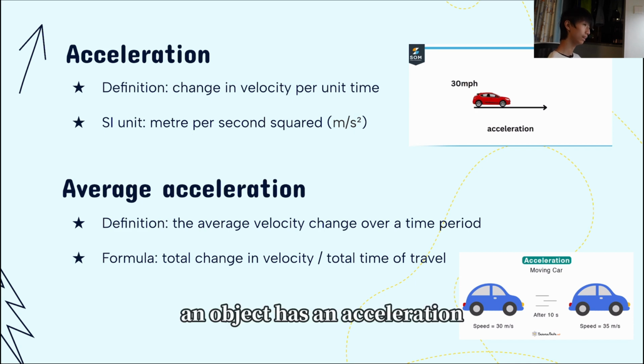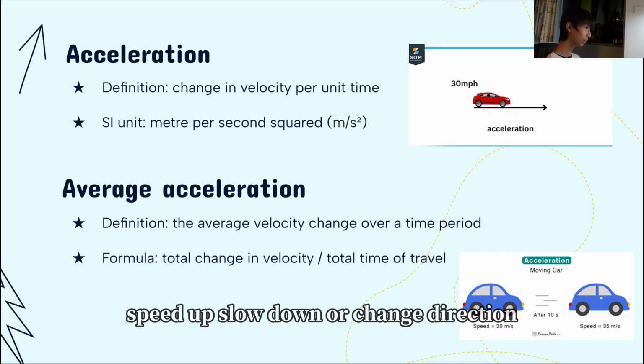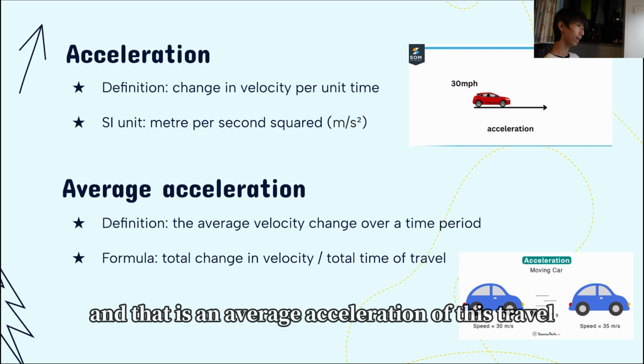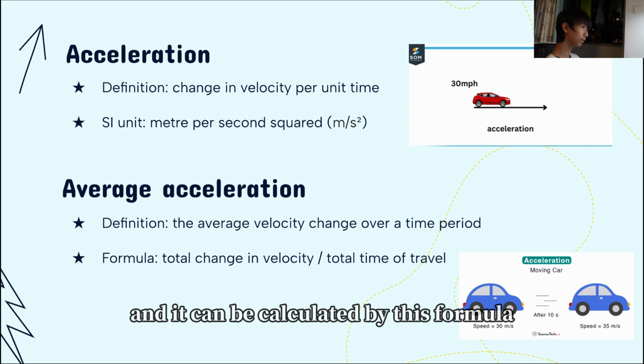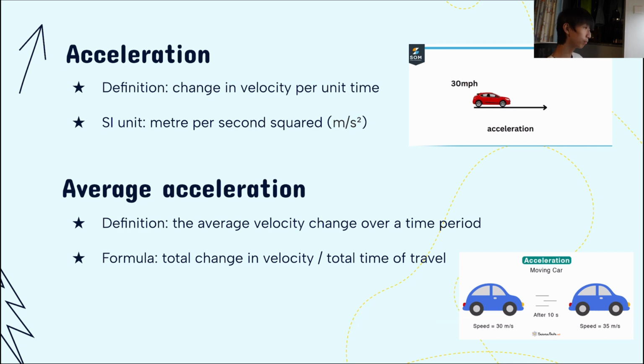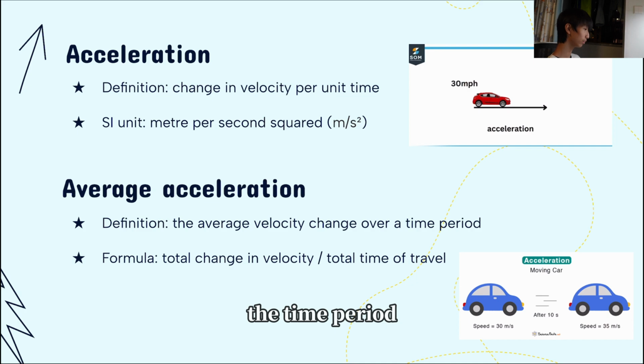An object has an acceleration whenever its velocity changes, and there are three situations: speed up, slow down, or change direction. And when an object's velocity changes over a time period, there is an average acceleration of this travel, and it can be calculated by this formula: total change in velocity divided by total time of travel. And it can show the average velocity change over the time period.